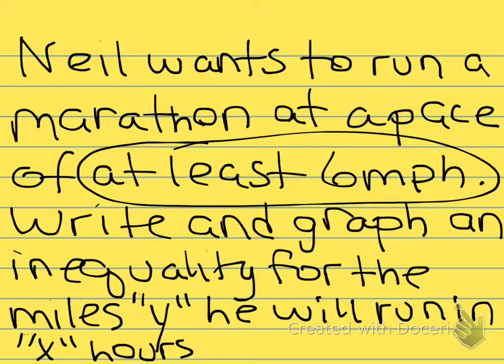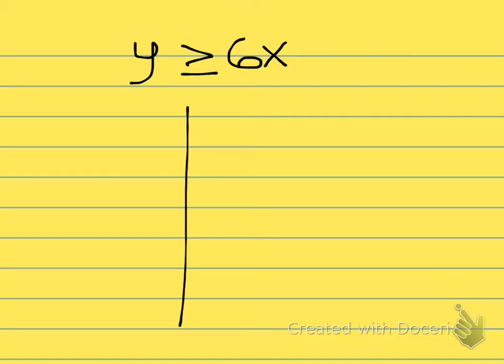So that is going to be part of my equation. Since it's per hour, it's going to be 6 times x, and x is my hours. I know it's at least, so that's where I get the greater than or equal to 6 part. And then I put my y on the other side, which represents the total miles. So I'm going to graph this.